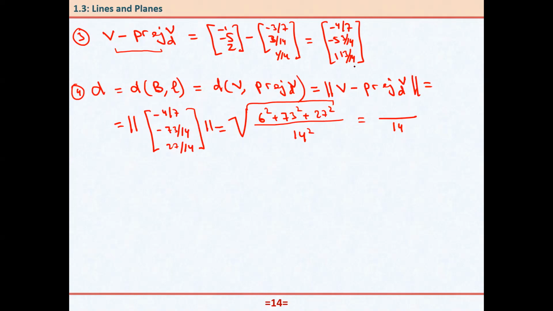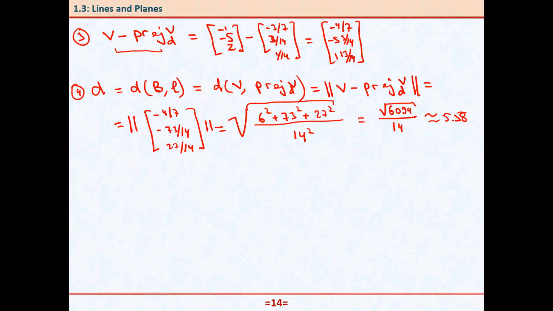That's equal to the square root of 6,094. Okay. I don't know if we can simplify this or not. It is 6,094 over 14 times 14. That's equal to, okay, approximately 5.58. Anyway, that's the distance between the point and the line.